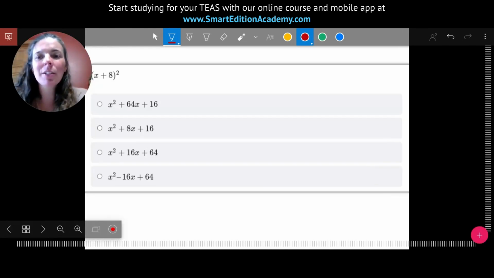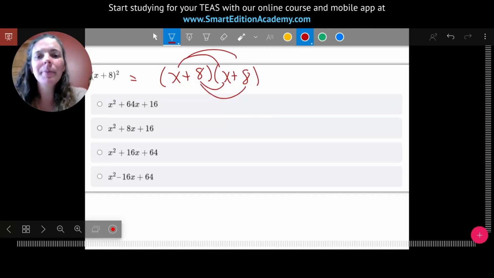So x plus 8 squared really just means x plus 8 times x plus 8. I would absolutely recommend you always write it out like this so then we can follow that double distribution process. Okay, so x squared plus 8x plus 8x plus 64.